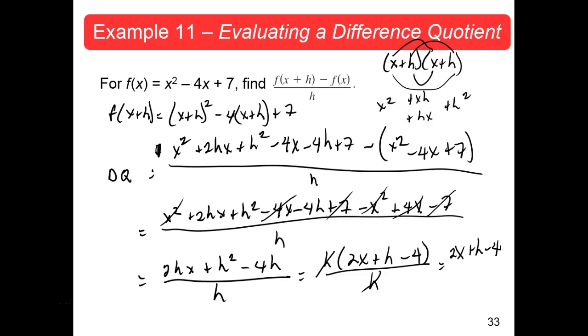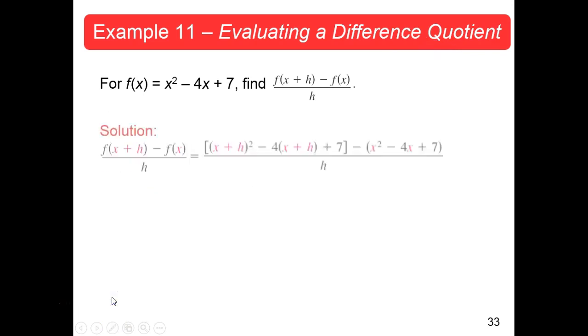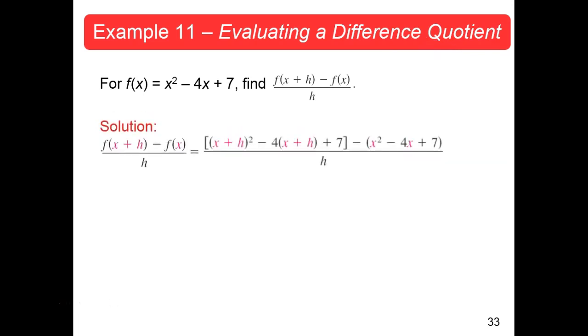Let's see how the book did it. Let me erase all my scratch here. Any questions before I erase it? Okay. First thing they did was figure out what f of x plus h is, and they did it almost the same way y'all did. They first plugged in x plus h everywhere they saw an x here. So x plus h squared minus 4 times x plus h plus 7 minus your f of x, which is x squared minus 4x plus 7, all divided by h. That's your difference quotient.